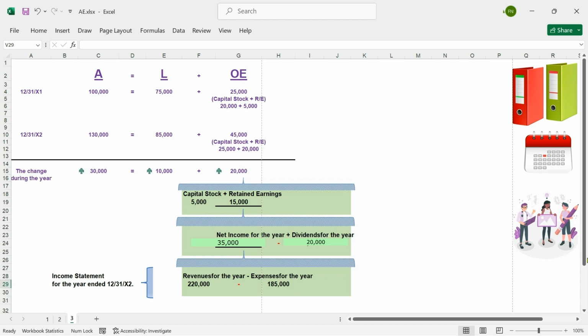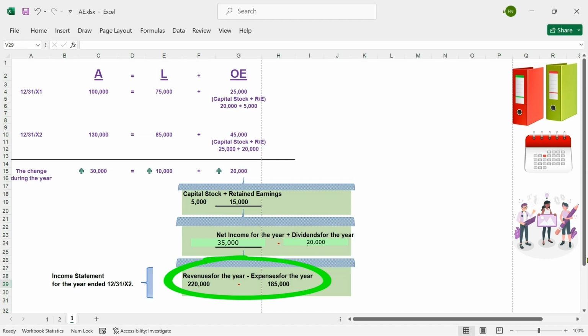Now, we can even expand this equation a little bit farther to be more descriptive, because we know that net income is defined as revenues minus expenses. If net income for the year was $35,000, and net income is defined for any particular year or period as revenues for that year minus expenses for that year, if I were to tell you that expenses were $185,000, you could naturally assume that the revenues for that year must have been $220,000.